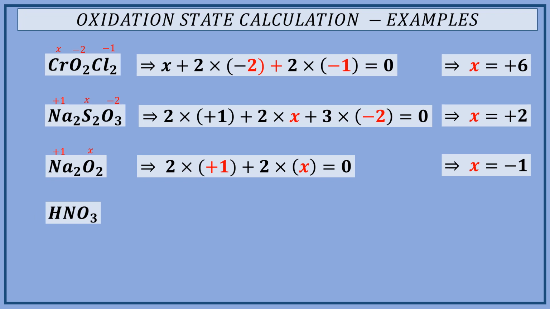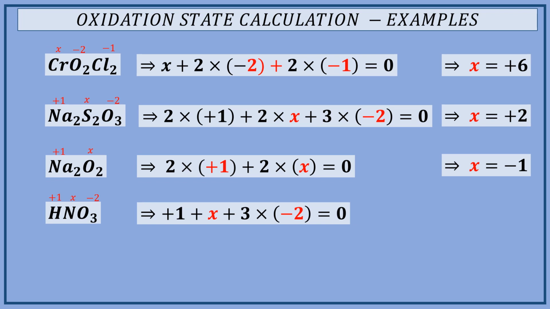Let us calculate the oxidation state of nitrogen here in HNO3, that is nitric acid. The oxidation state of hydrogen is +1 when it is connected to non-metals. The oxidation state of nitrogen we will assume to be X, and the oxidation state of oxygen is -2. So our equation becomes +1 plus X plus 3 times -2 equals 0, and on solving for X we will get +5. So the oxidation state of nitrogen is +5 here.